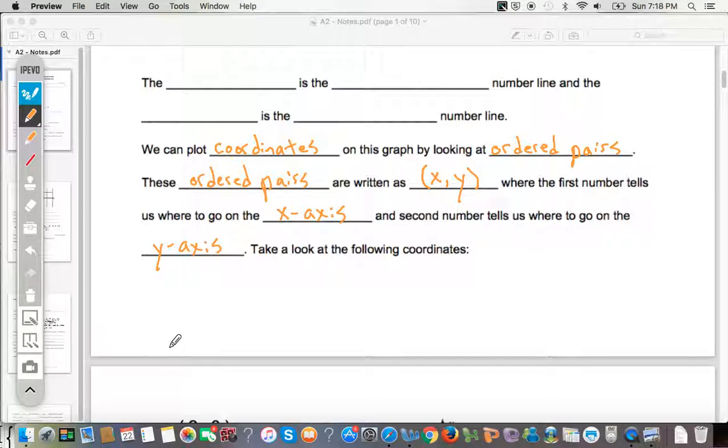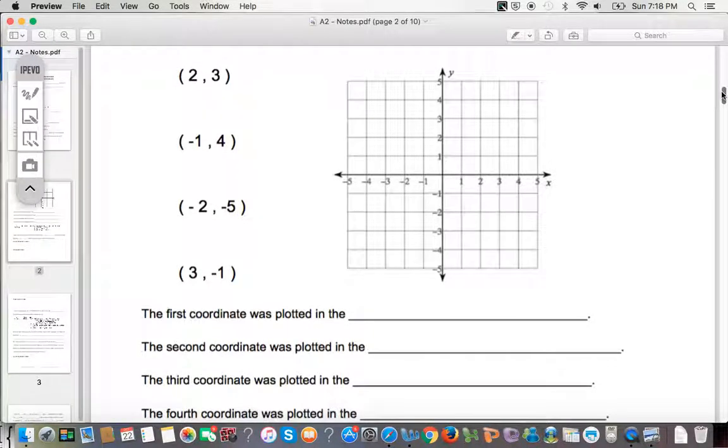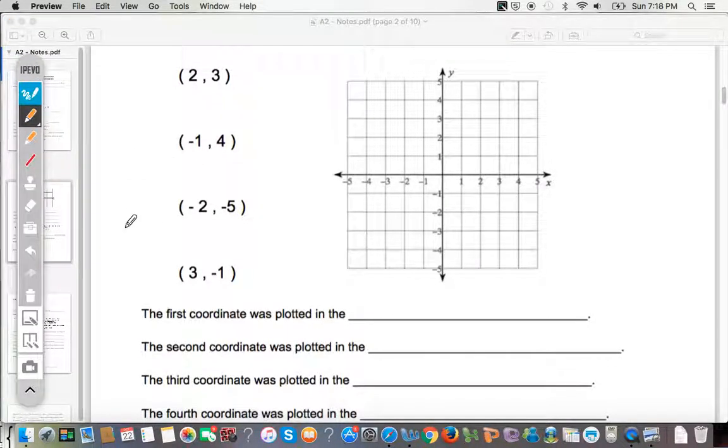Okay, so let's take a look at an example. As we just said, an ordered pair is written as (x, y), where x represents the x-axis or the horizontal number line, and y represents the vertical number line or the y-axis. So (2, 3) means on the x-axis I'm going to go over 2, and on the y-axis from that point I'm going to go up 3.